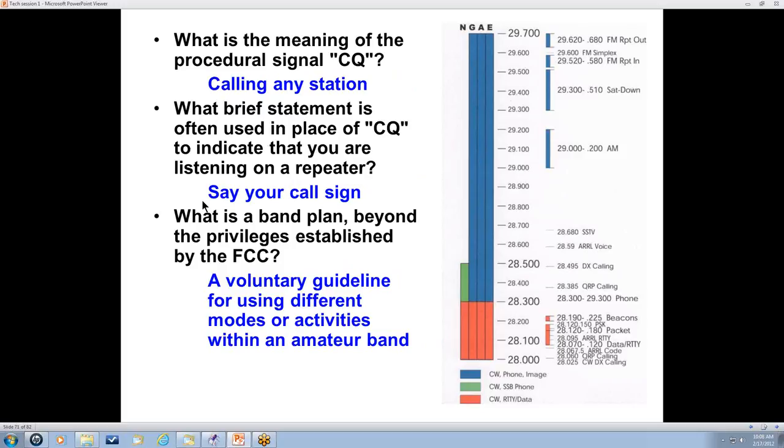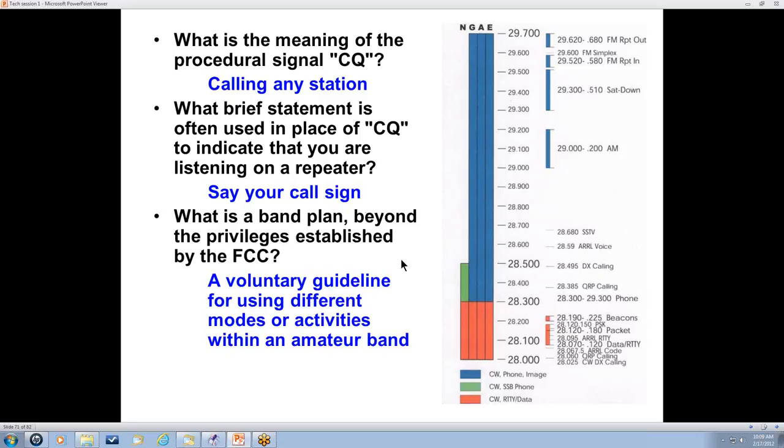Repeater communications are usually very clear and as good as a telephone call, or even better. And so you don't need to do the CQ thing like we do on the high frequencies. All you need to do on a repeater is say your call sign, and if somebody wants to talk to you, they'll come back to you.